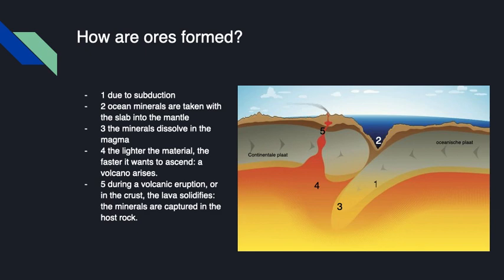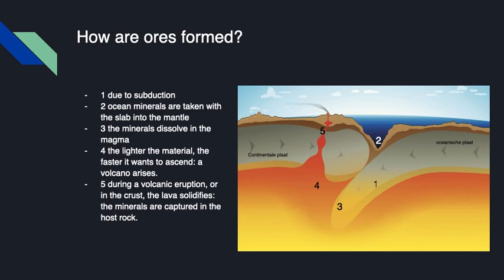At number 1 you see the subduction zone. That means that here the oceanic slab actually sinks in the mantle of the Earth. What happens there is that at point number 2, the ocean minerals, which do exist in water, are taken with the slab into the mantle. And of course, the deeper you get inside the mantle, the higher the temperature. So the rocks will melt and the minerals dissolve in the magma as well.